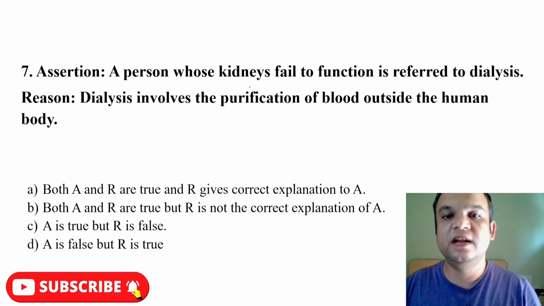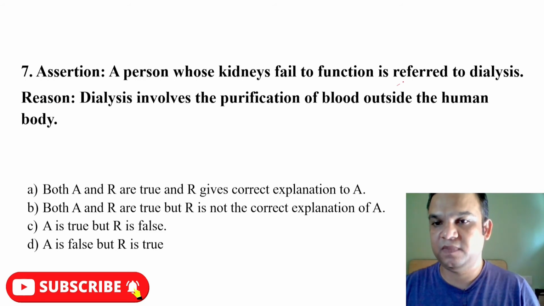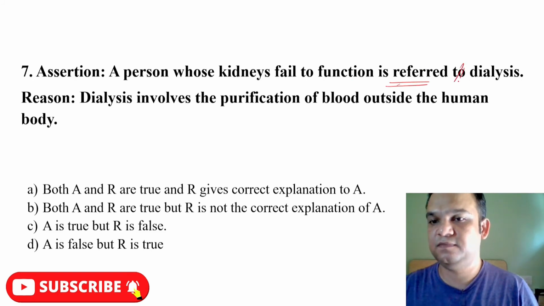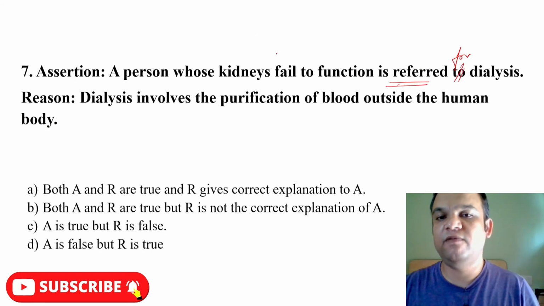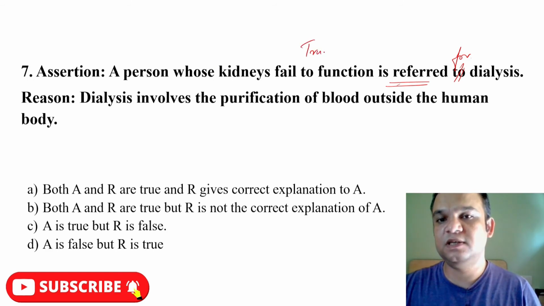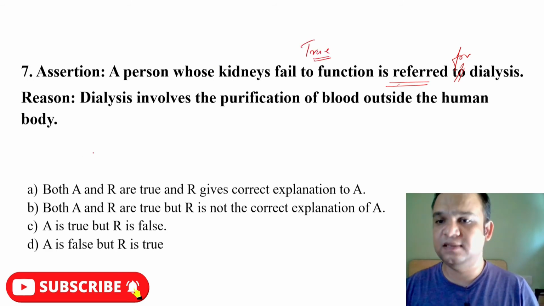A person whose kidneys fail to function is referred for dialysis. So if a person's kidney fails, he is put on artificial kidney, and that process is called dialysis, hemodialysis also we can say.